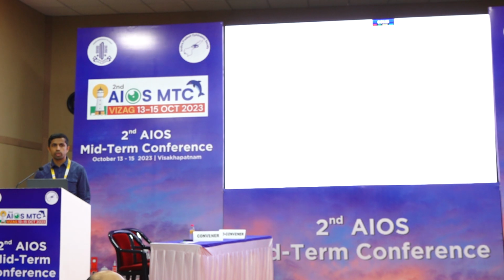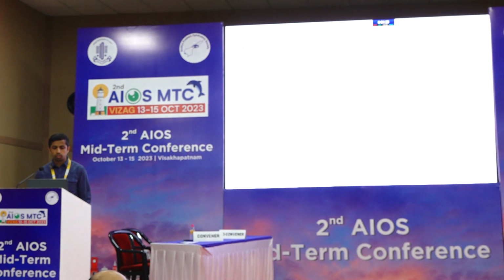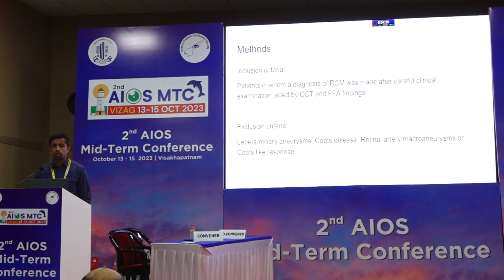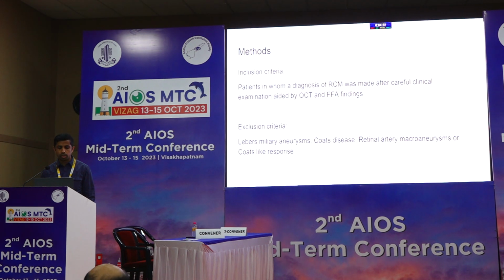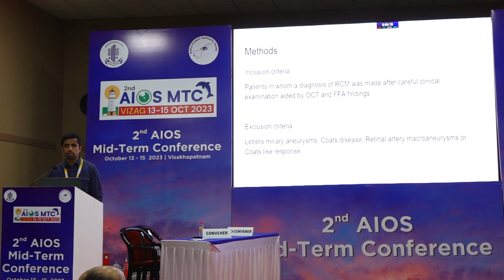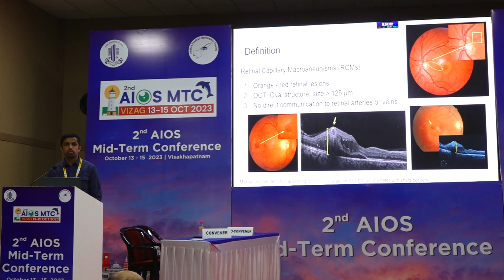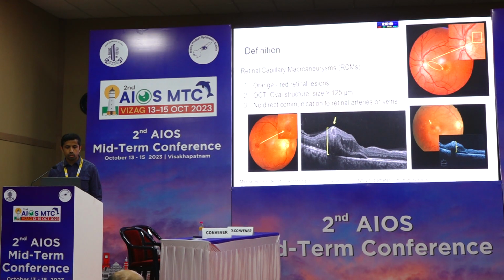Based on this background, the objective of this study is to assess the imaging characteristics and treatment outcomes of RCMs. It was a retrospective case series. Even though we routinely screen our patients for diabetes, and we usually look for these aneurysms in chronic conditions, we included patients in whom a diagnosis of RCM was made only after careful examination aided by OCT and fundus fluorescein angiography. Exclusion criteria included conditions which are known to be associated with larger aneurysms. By definition, RCMs were defined as orange-red retinal lesions with an oval structure on OCT, with size greater than 125 microns, with no direct communication to retinal arteries or veins.